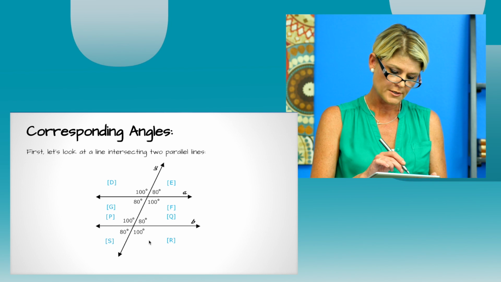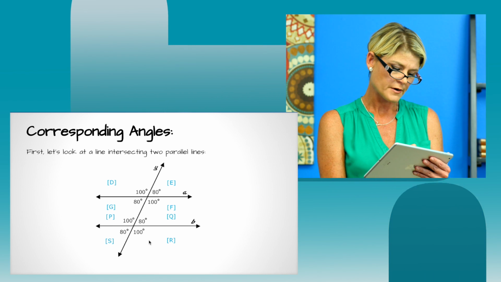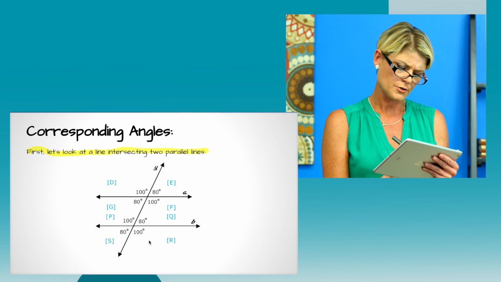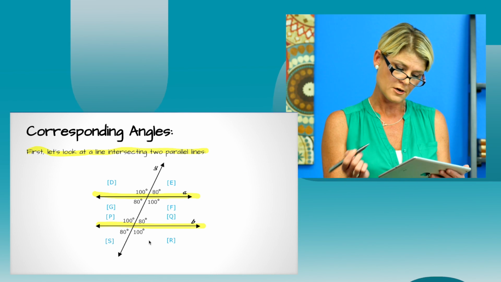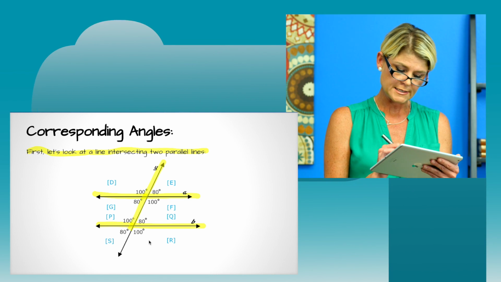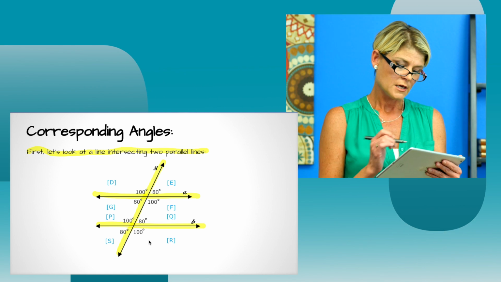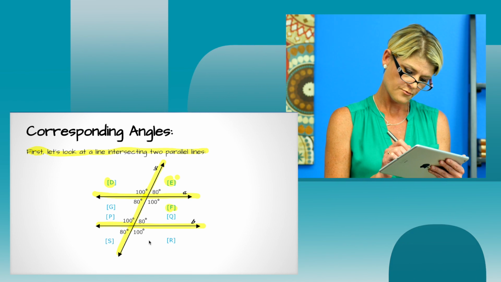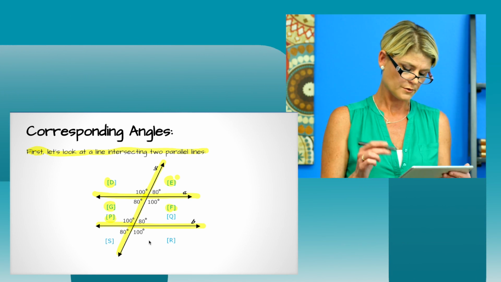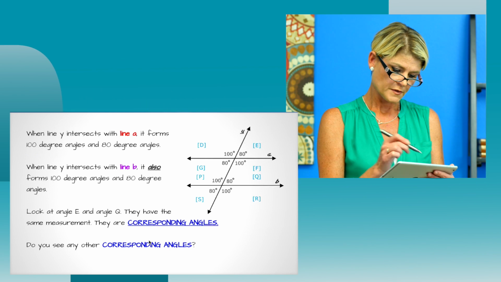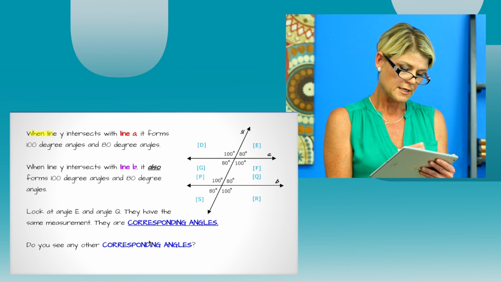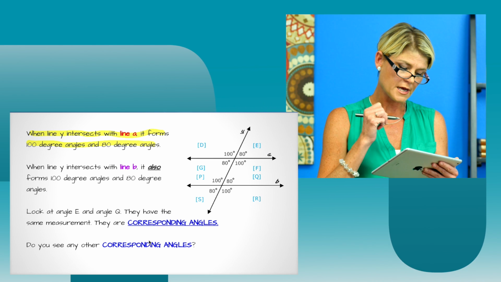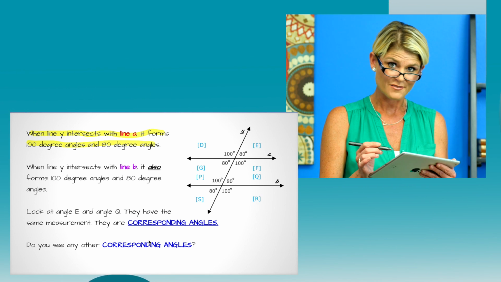All right, the next thing I want to talk about is corresponding angles. Let's look at this line that's intersecting two parallel lines. So you've got parallel lines A and B. Y is intersecting those two parallel lines. Now, what we're going to be talking about are these angles that you see here: D, E, F, G, P, Q, and so on and so forth. So, let's take this step by step. First of all, when line Y intersects with line A, it forms a 100-degree angle and an 80-degree angle on the top and vice versa on the bottom.